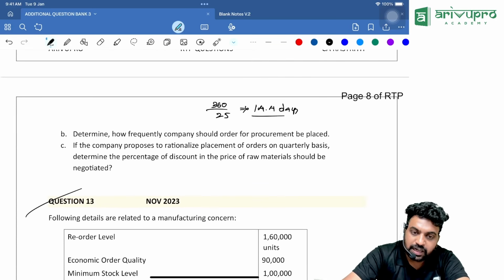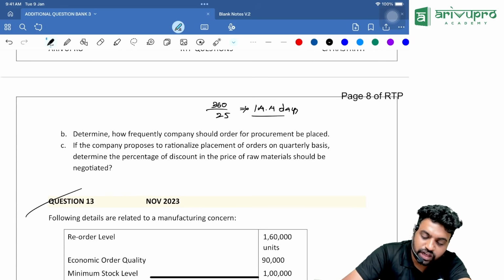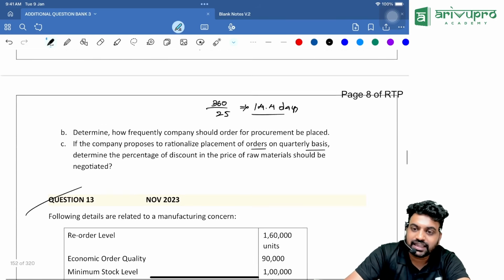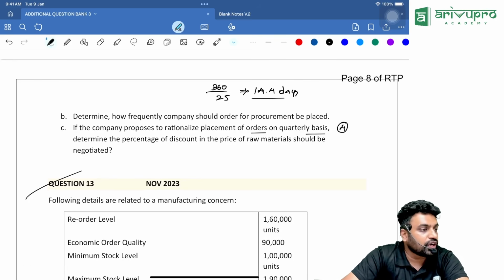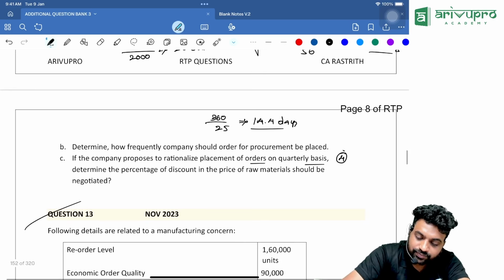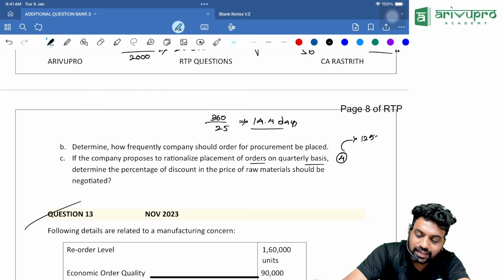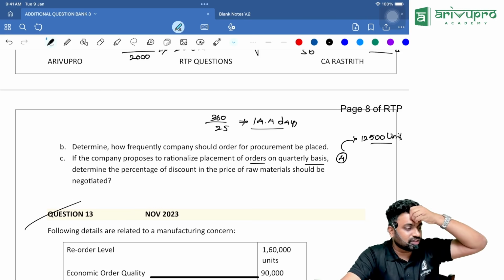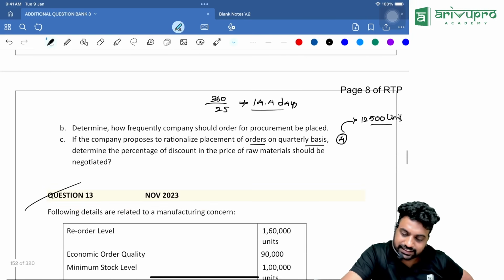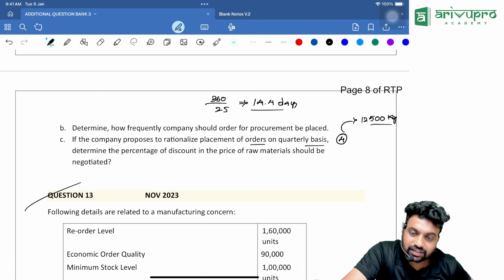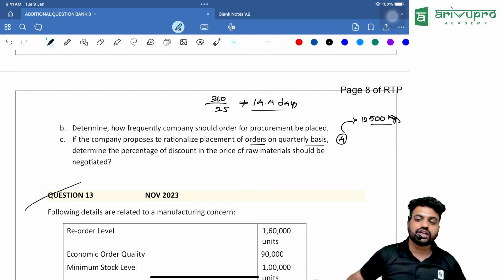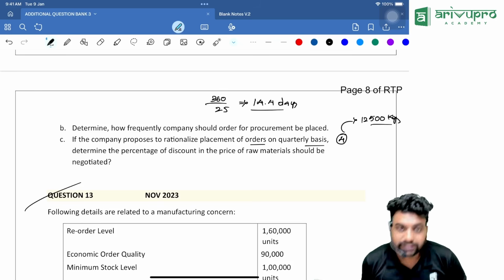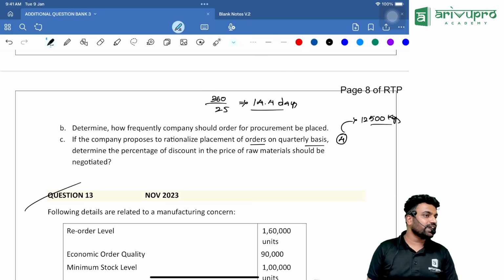Next, if the company proposes to rationalize the placement of orders on a quarterly basis, that is, now the company is planning to place 4 orders, which means 12,500 units. Try to understand. In a year, you need 50,000 kgs. Now, if you want to bring everything in 4 orders, every order you are going to carry 12,500 units. Is that clear?